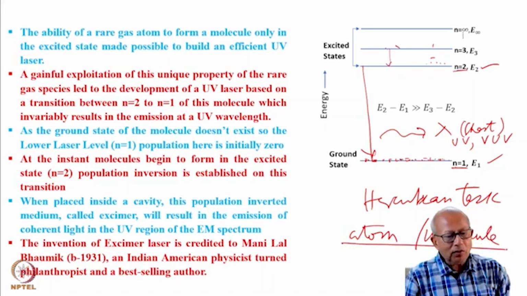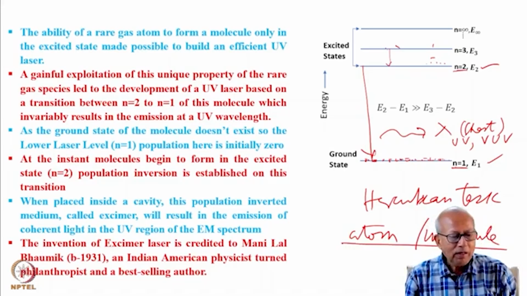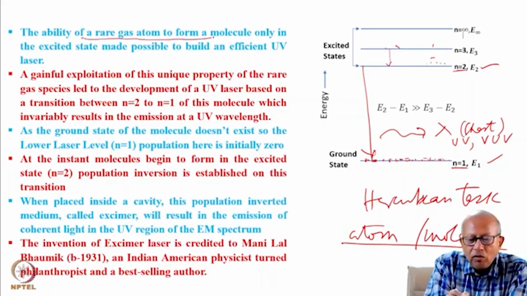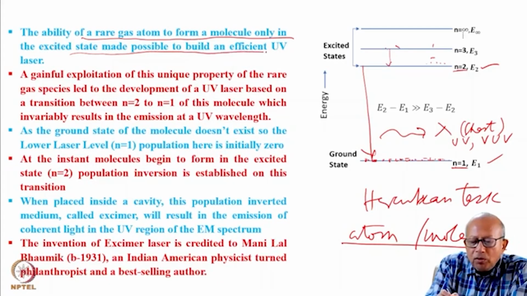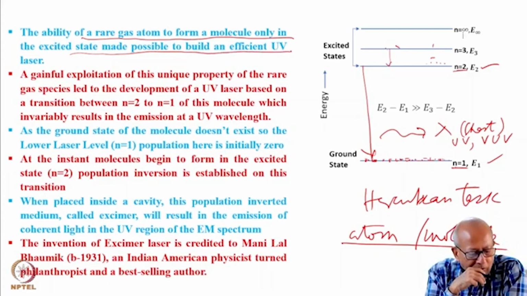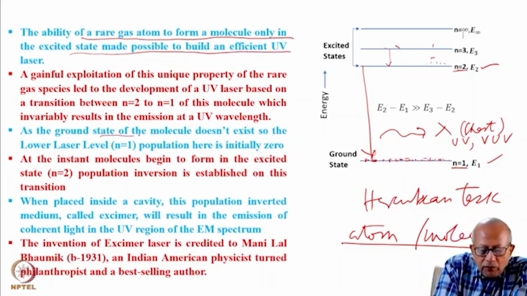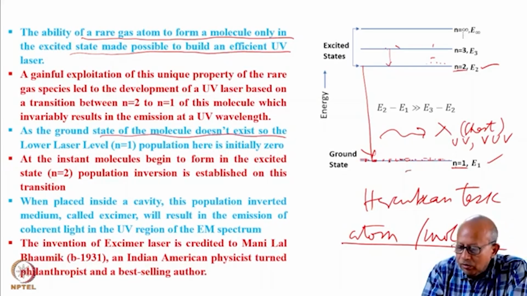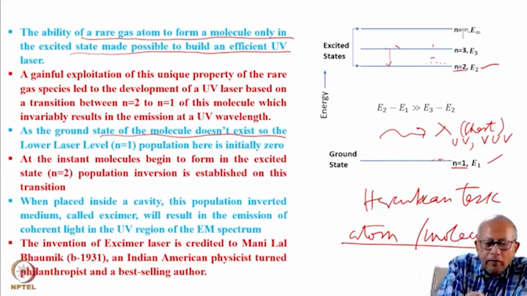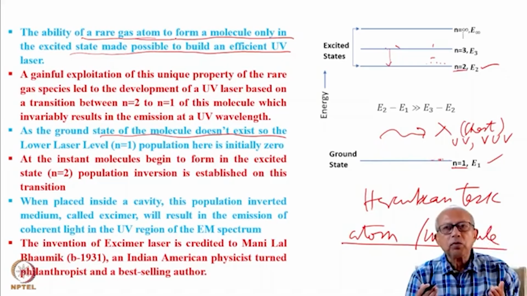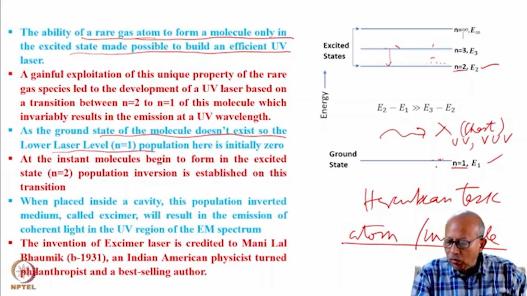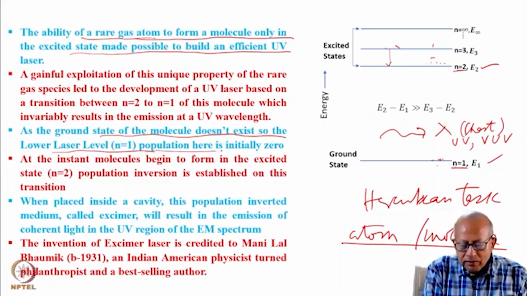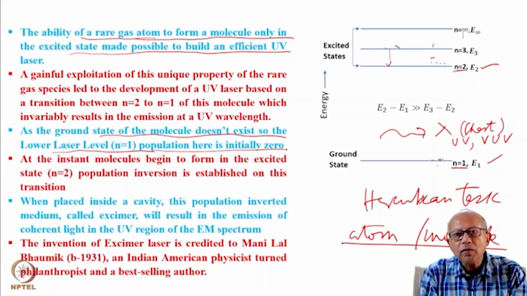Now let us turn our attention to Excimer. This is the ability of a rare gas atom to form a molecule only in the excited state, made possible to build an efficient ultraviolet laser. The molecule doesn't exist in the ground state because the rare gas atoms don't form molecules. So the lower laser level, if this is your lower laser level, it is initially 0. Population of this level is 0.